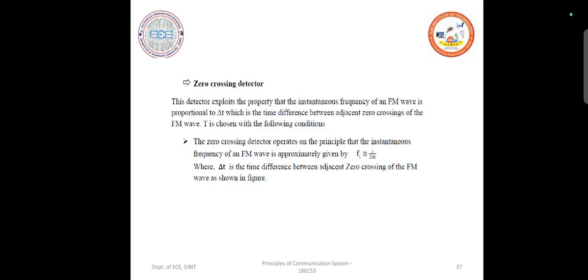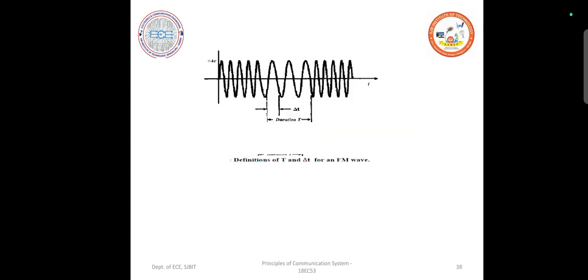Moving on to the next kind of FM detection, we've got what is called a zero crossing detector. This detector exploits the property that the instantaneous frequency of an FM wave is proportional to delta t, which is the time difference between adjacent zero crossings of the FM wave. T is chosen in such a way that the zero crossing detector operates on the principle that the instantaneous frequency of an FM wave is approximately given by Fi, which is equal to 1 over 2 delta t. So probably we'll take an example here. This waveform is what is written.